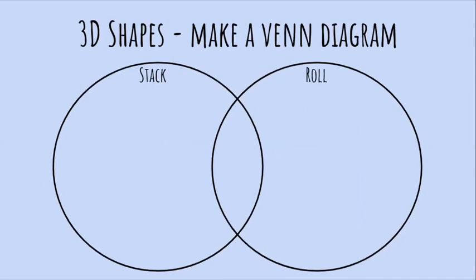In one circle of your Venn diagram, let's put all of the shapes, which items you can put on top of one another. So which ones can stack without them falling? In your other circle, put all of the shapes that can roll. In the middle of your circles, put any items you found that can do both. You can take as much time as you need for this Venn diagram.